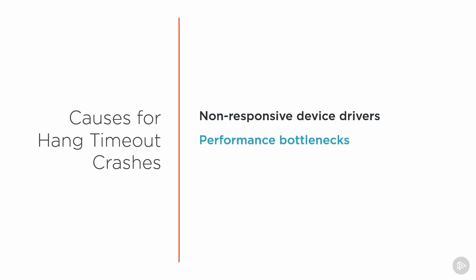Performance bottlenecks can also cause the system to bug check, such as running out of RAM or too many threads running. All of these can cause various timeouts, and again, Windows will take corrective action by crashing the system. Finally, we have driver-defined timeouts. These are essentially when the application or the driver determines that a timeout has occurred, and it will cause the system to crash on its own.